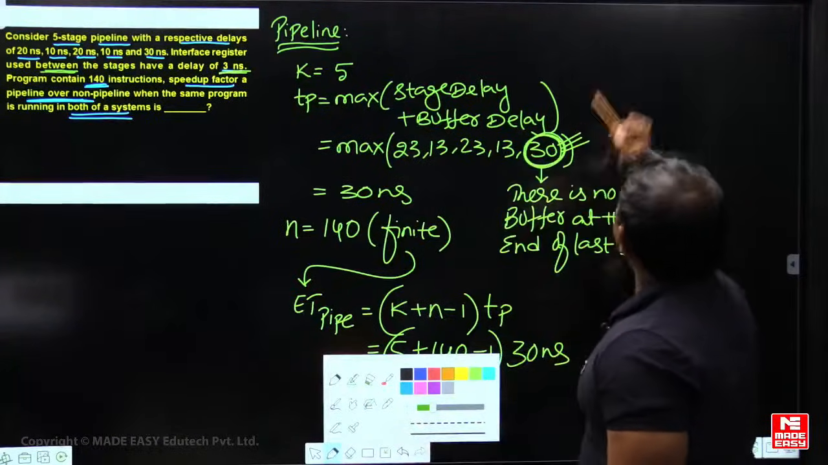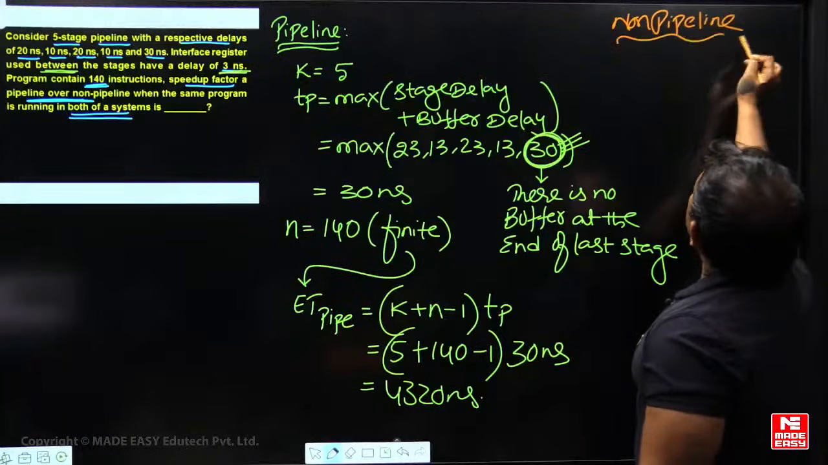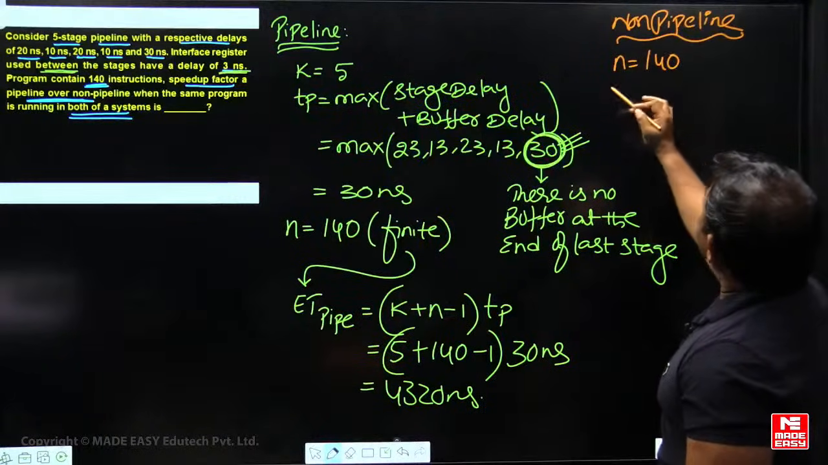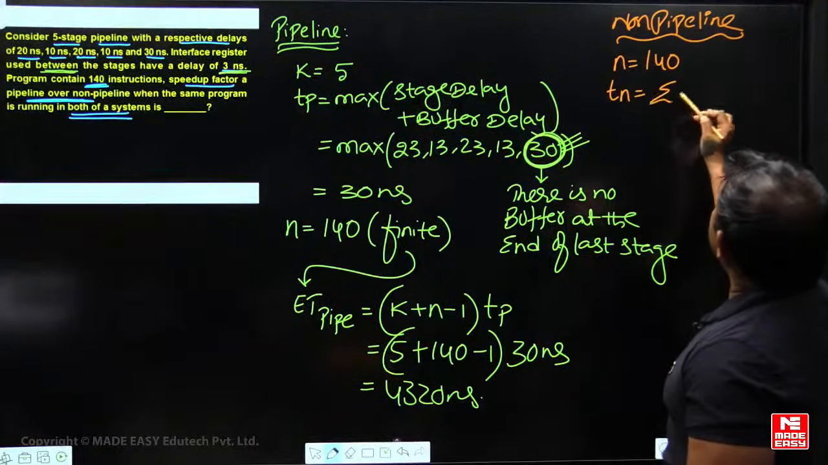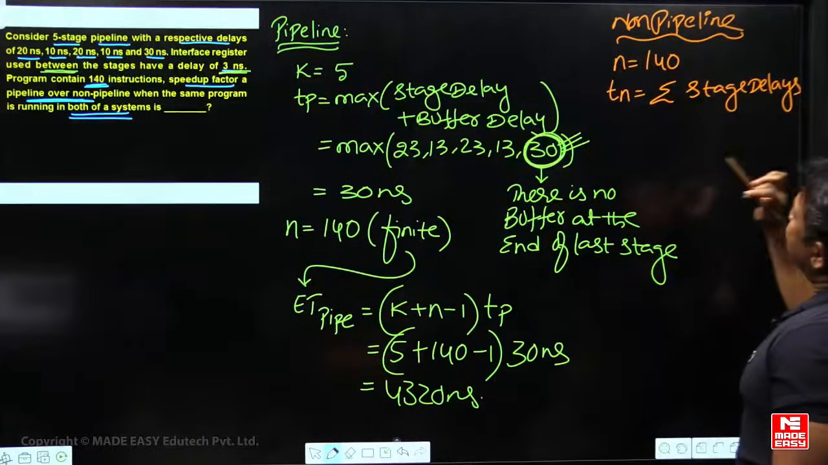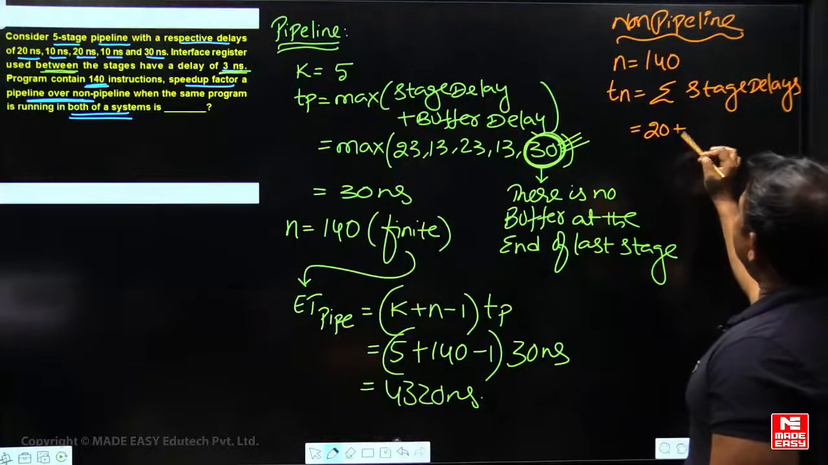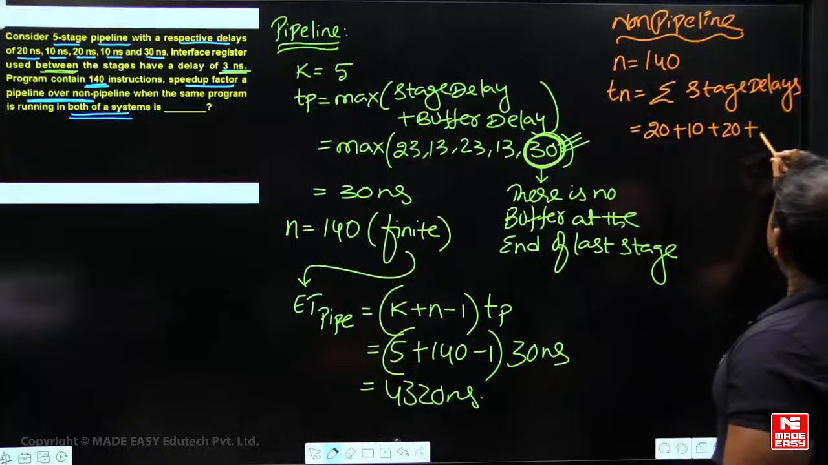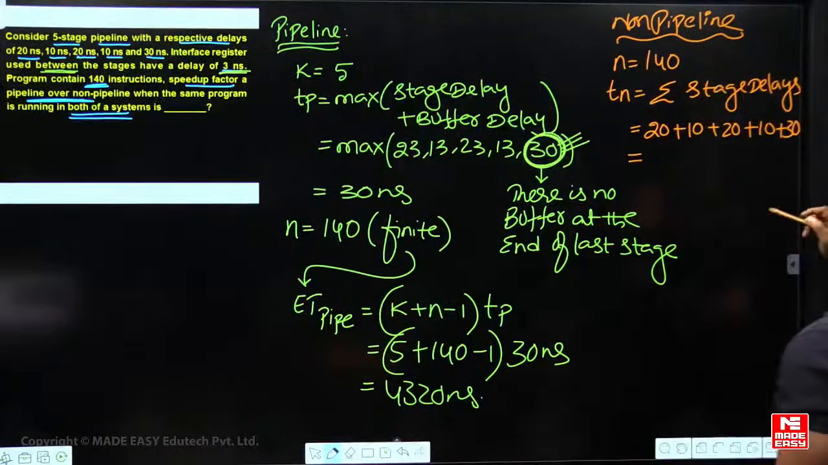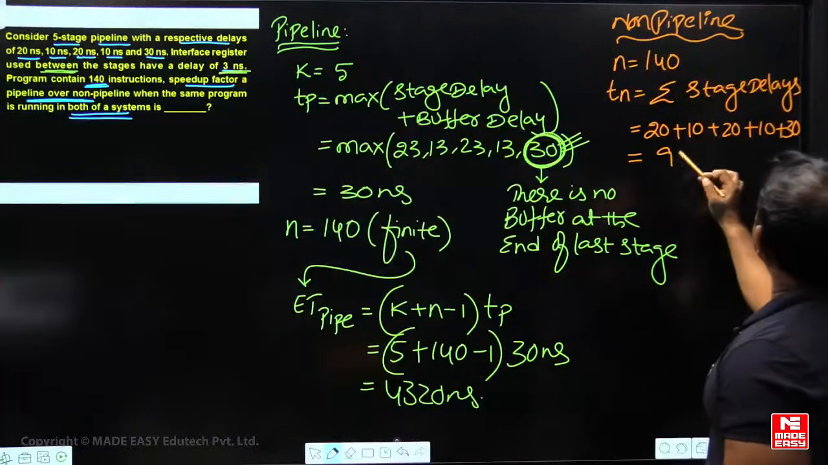Now non pipeline. नॉन पाइपलाइन के लिए, n is equal to obviously 140. Tn is equal to summation of stage delays. No need of the buffer delay. पाइपलाइन में बफर है, नॉन पाइपलाइन में बफर नहीं. तो 20 plus 10 plus 20 plus 10 plus 30, summation of the stage delays. Okay, so this is equal to 90 nanoseconds.